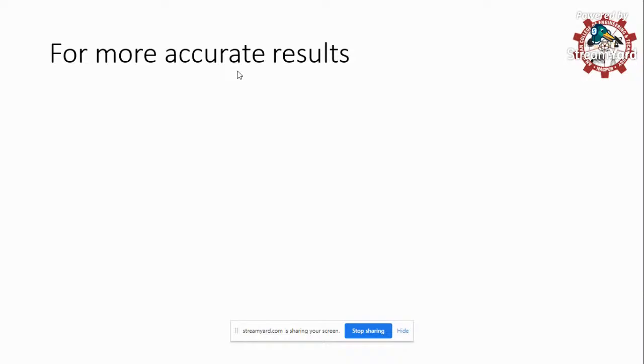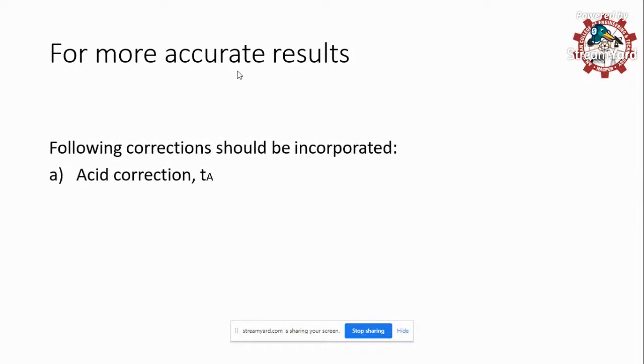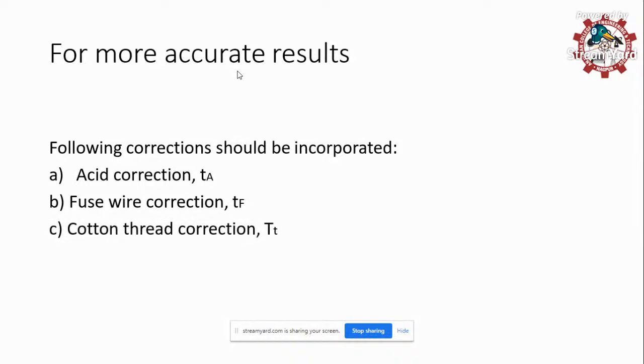We are very much inclined toward finding the accuracy in the calorific value, because calorific value measurement is the characteristic feature of any fuel. So for a more accurate result, we are going to apply certain corrections. What are the corrections? Let's see. Acid correction, abbreviated as small t, capital A: tA. Fuse wire correction, tF. Cotton thread correction, tT. Cooling correction, tC.